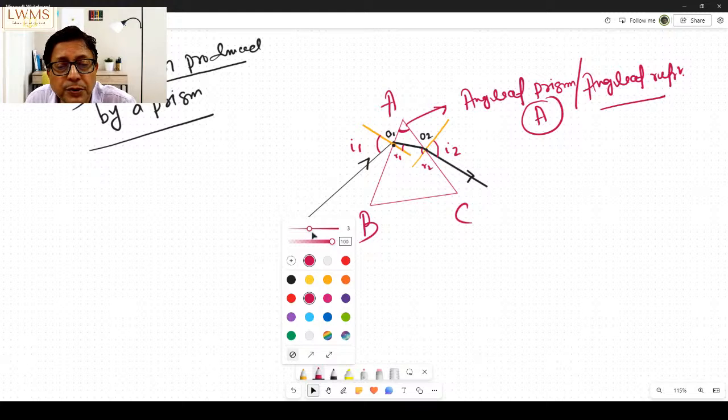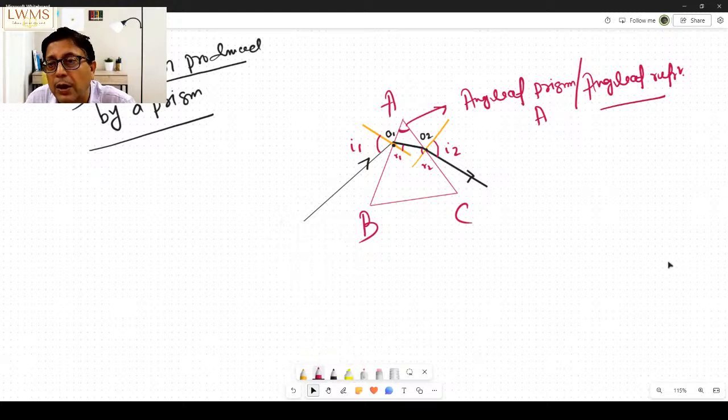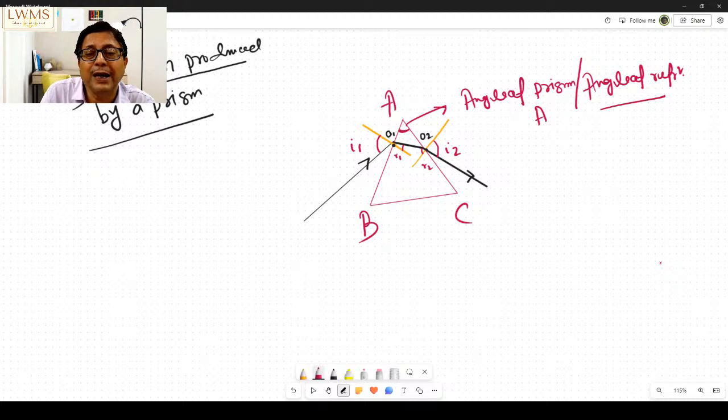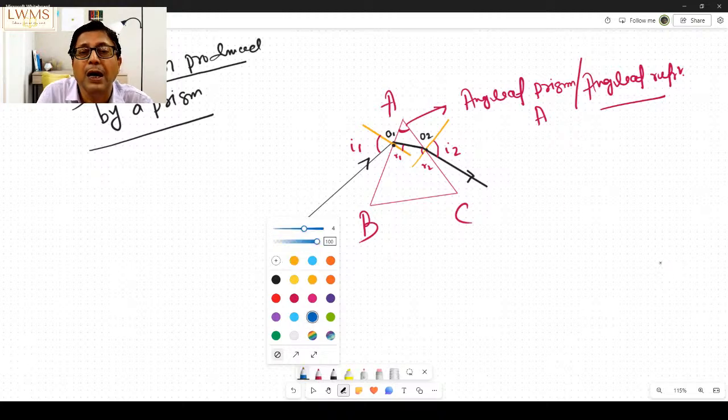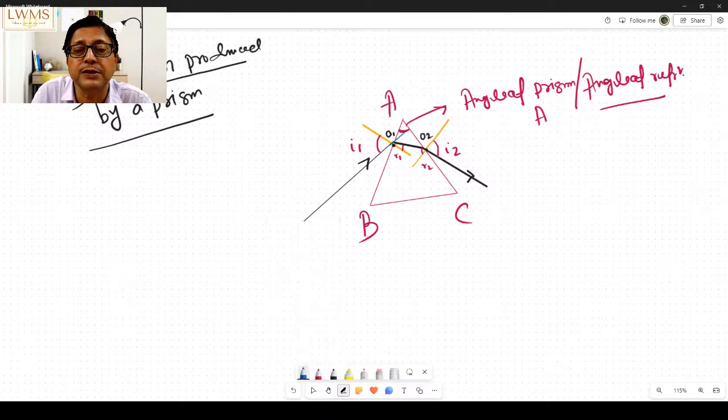Now what we'll do, we'll find the angle between these two directions. Which two directions? I am just producing it in the forward direction. It is supposed to go this manner, isn't it? But finally it goes this way. You produce it backward. So this emergent ray produced backward and incident ray produced forward, the angle between these two directions is called the angle of deviation.